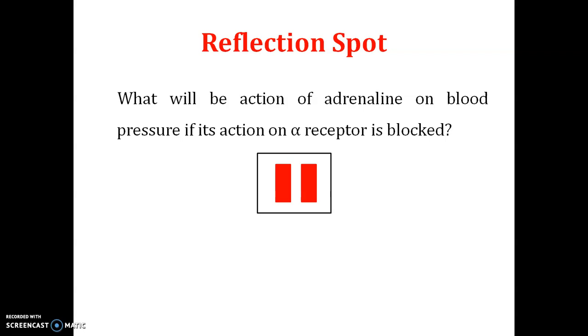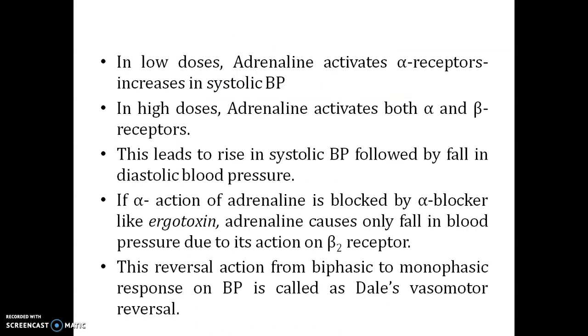So I think you might have written the answer in your notebook. As we have discussed earlier, in low doses adrenaline activates alpha receptors, thereby causing the constriction of peripheral blood vessels, which leads to an increase in systolic blood pressure. Similarly, in higher doses adrenaline activates both alpha as well as beta receptors.